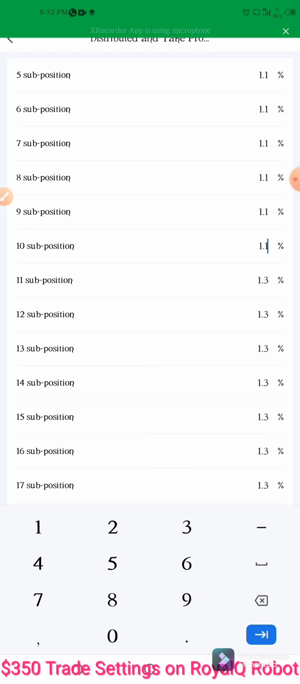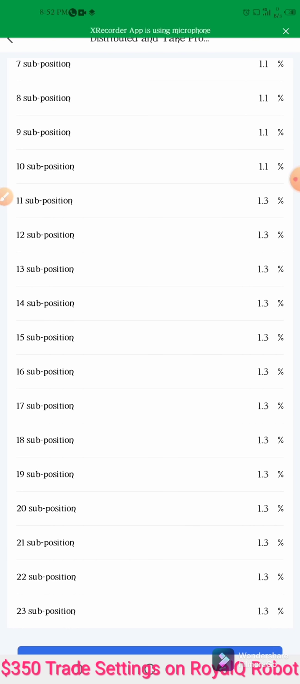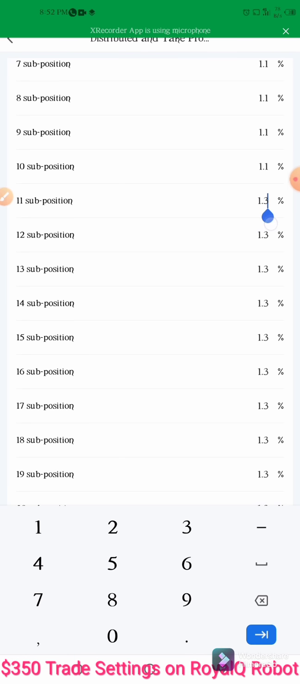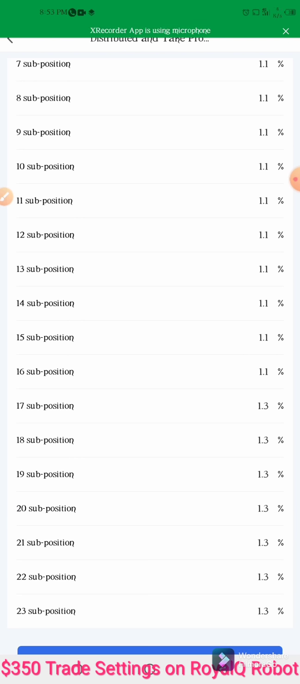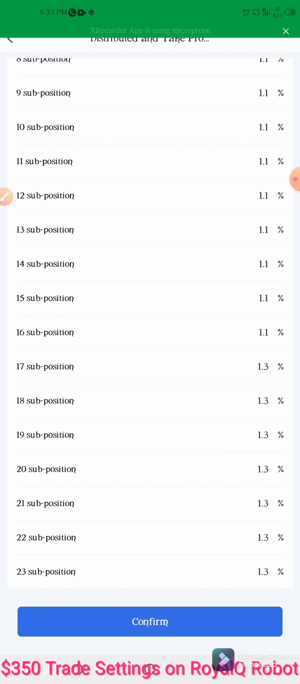No wahala, no problem. Okay, from 11th sub position, let me also change that this time around. You can use any percentage, but nothing less than 1. I don't know if we can use anything less than 1. I think you cannot do that on RoyalQ yet. So let's leave the rest from 17th. I believe when the dip goes down by this number of points, we should be able to recognize profits from 1.3% because it will begin to do massive profits like 5, 10, 15, 20% increase. So you confirm this.